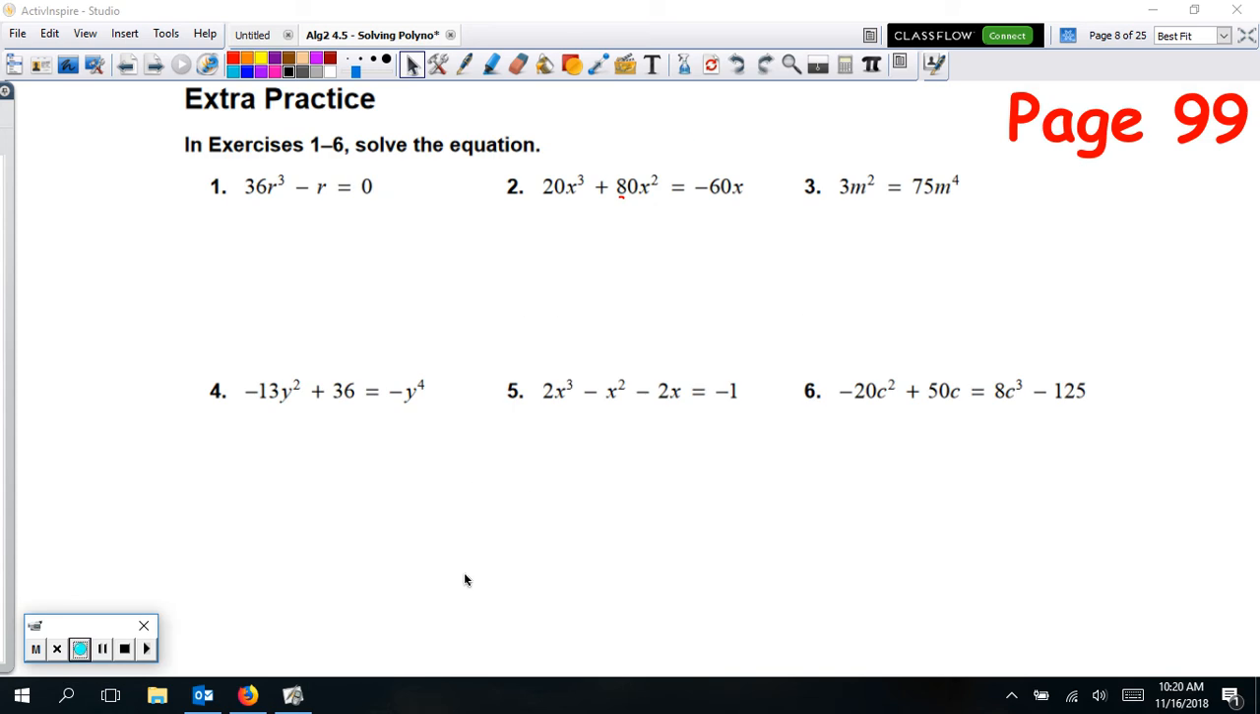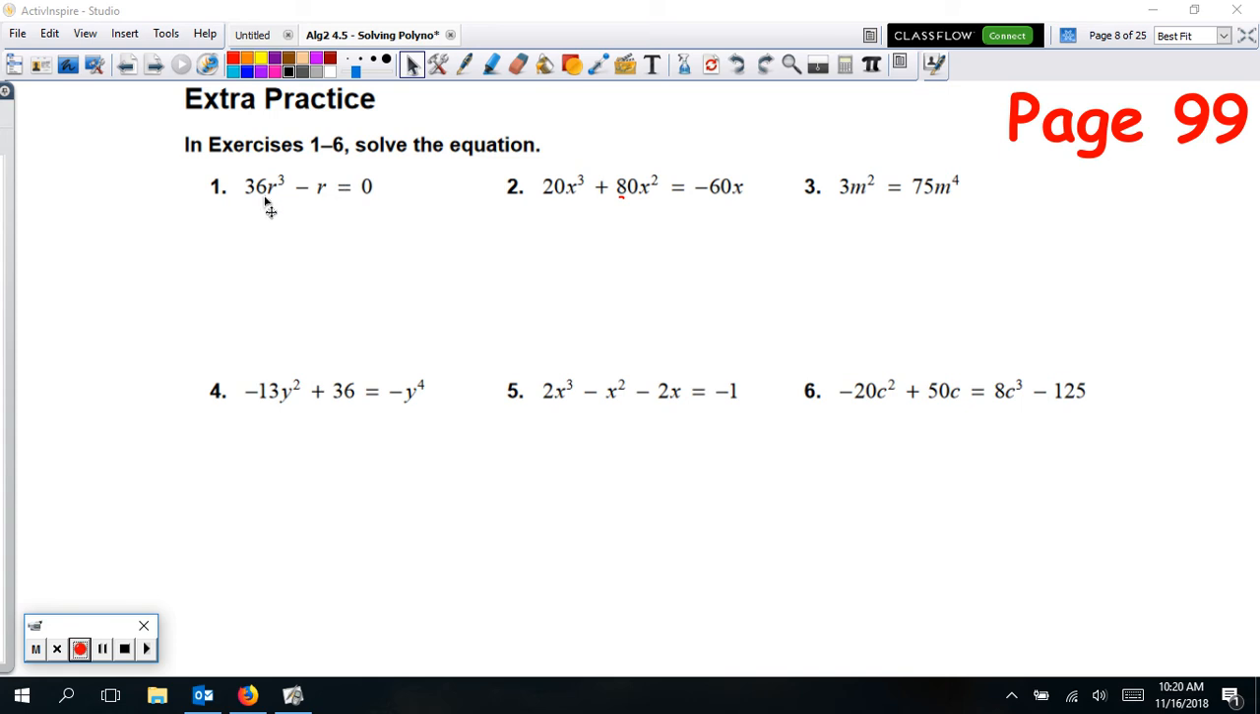Okay, so here we go. We're going to jump right into this on page 99 of your notes. We're going to look at these 6 problems here. It says solve the equation, and what we have here is a polynomial equation, and it's got an equal sign in here.